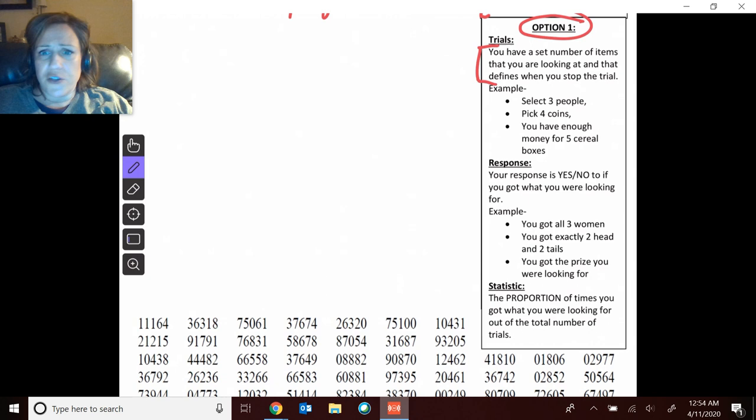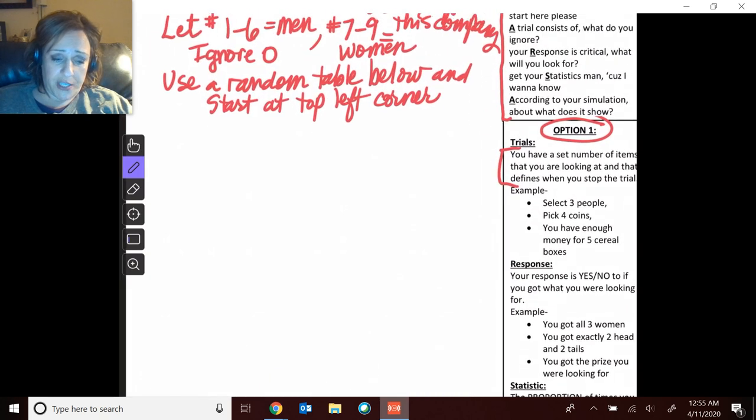Another example might be you pick 4 coins and you're going to see what the results of those 4 coin flips are. So pick 4 coins, done. That's the end of the trial. You have enough money to look through 5 cereal boxes, or you buy 5 Happy Meals, whatever, and you're trying to get a certain prize you want. So that's what we have going on here.